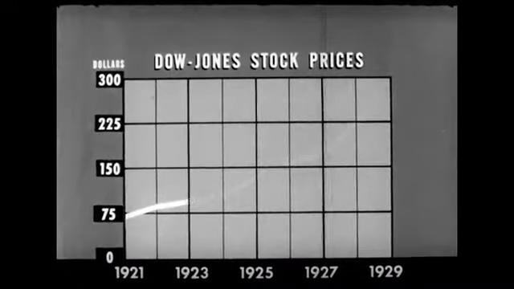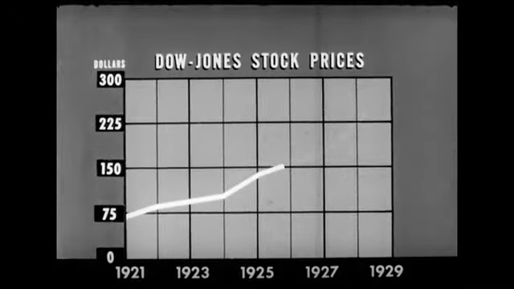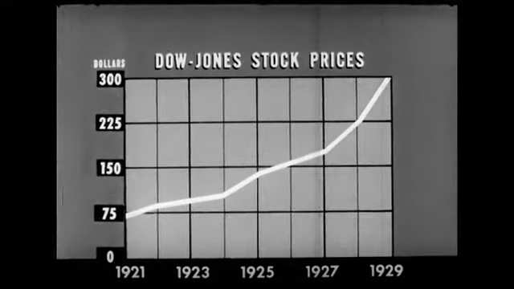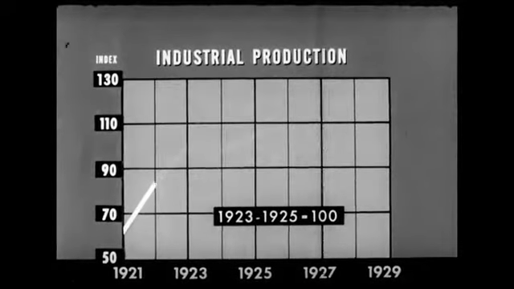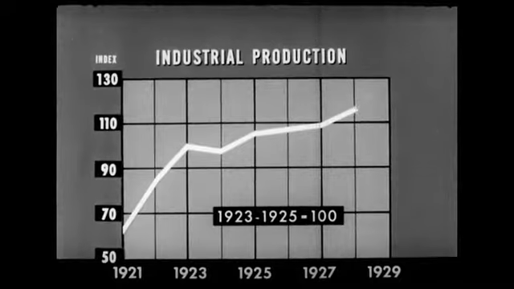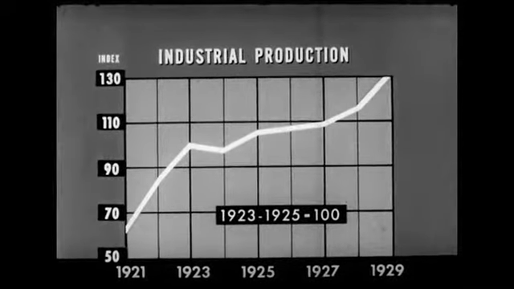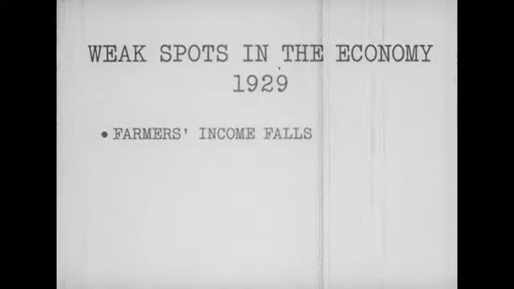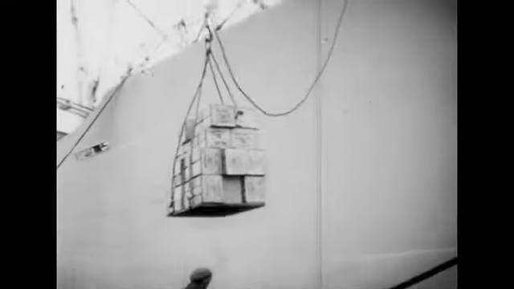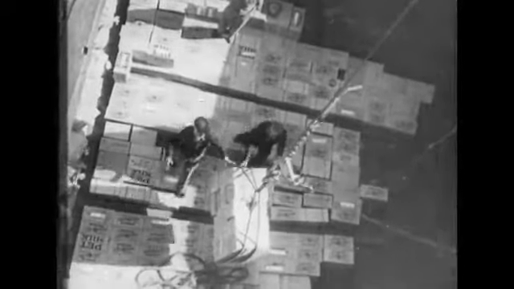Now, this was what the picture looked like. Stock prices were going up to an unprecedented high. Production curves showed a steady increase. Everything looked rosy. But behind this apparent prosperity were some very weak spots. Now, firstly, during World War I, American farmers had supplied the world with farm products. Farmers' incomes were high. They bought land and machinery. They borrowed heavily from the banks, mortgaging their property.